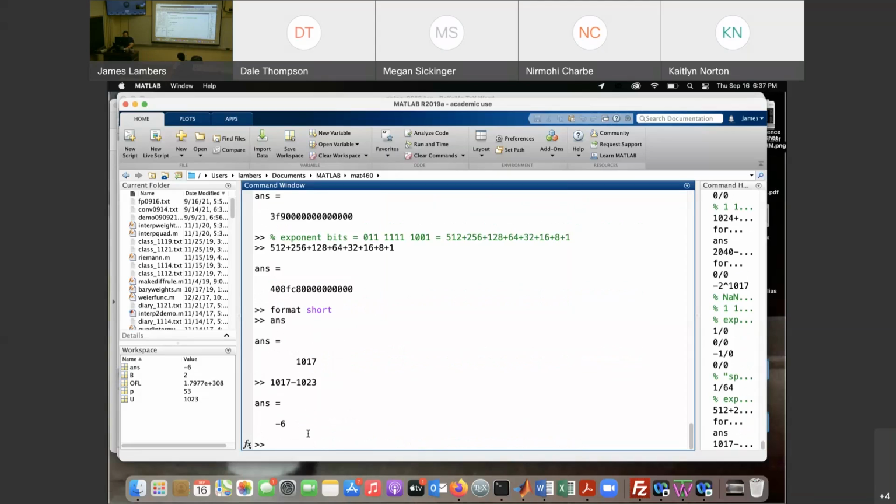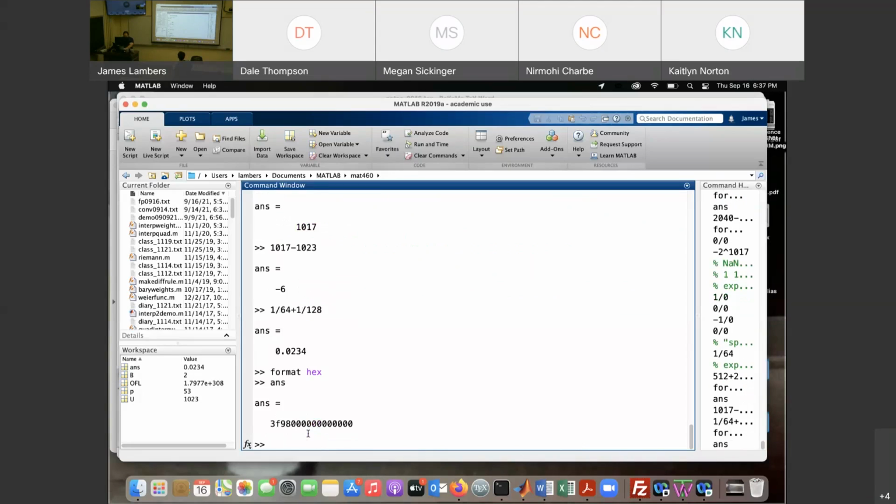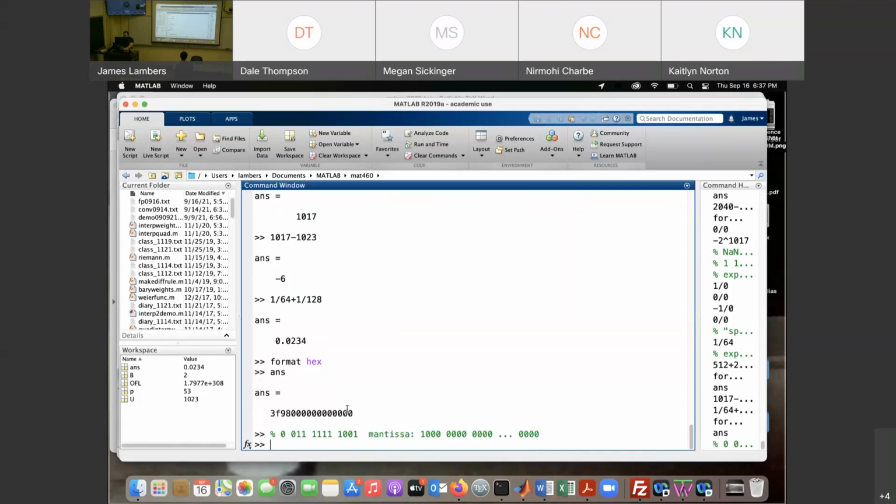Whereas if I have 1 over 64 plus 1 over 128, it's almost the same. So I have 0 for a sign bit, and then 1. And then I have this 8 here. So the mantissa starts out with a 1, and then there's zeros after that. So the exponent, that part is the same as the last example. So the exponent equals minus 6.